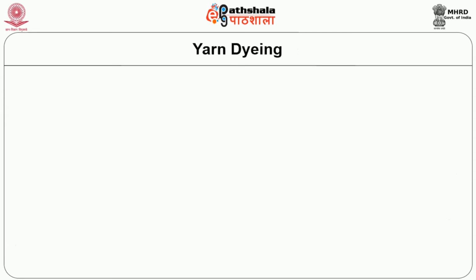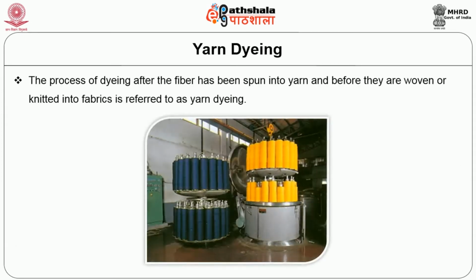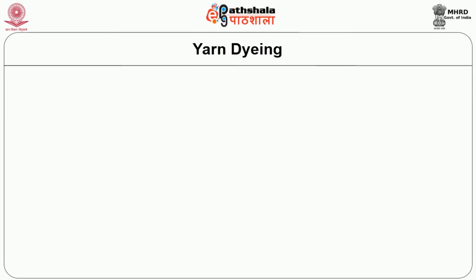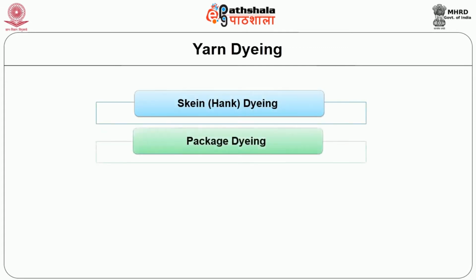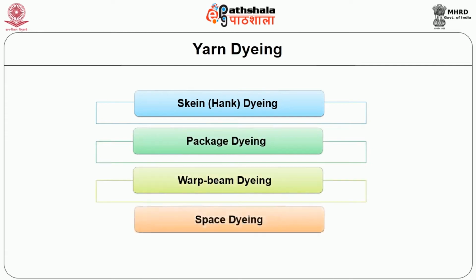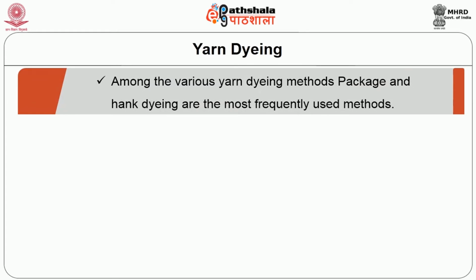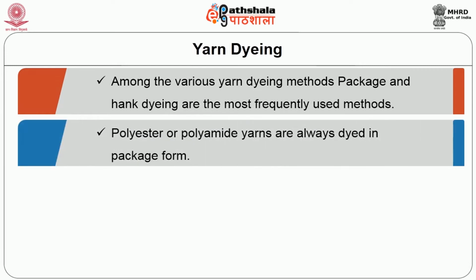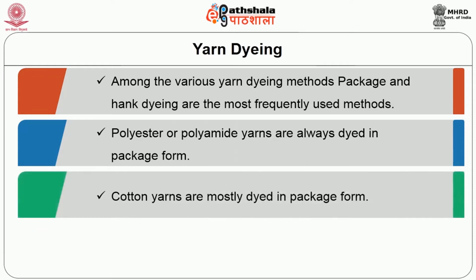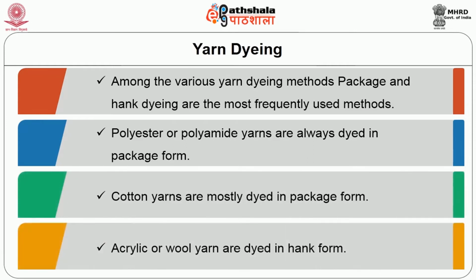Yarn dyeing: the process of dyeing after the fiber has been spun into yarn and before it is woven or knitted into fabrics is referred to as yarn dyeing. In this stage of dyeing, the dye penetrates to the core of the yarn. There are several forms of yarn dyeing: skein dyeing, package dyeing, warp beam and space dyeing. Among the various yarn dyeing methods, package and hank dyeing are the most frequently used methods. Polyester or polyamide yarns are always dyed in package form. Cotton yarns are mostly dyed in package form, and acrylic or wool yarns are dyed in hank form.